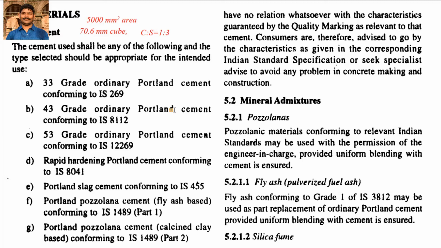We pour it in a cube. The dimension of the cube normally is 70.6 mm, so the area of the top surface of the cube comes to 5000 millimeters square. If you cast it, then we have to test it for 3 days, 7 days, 28 days. In the case of 33 grade cement, after 28 days the strength should be more than 33. For 43 grade, after 28 days, the strength of the cube should be more than 43.